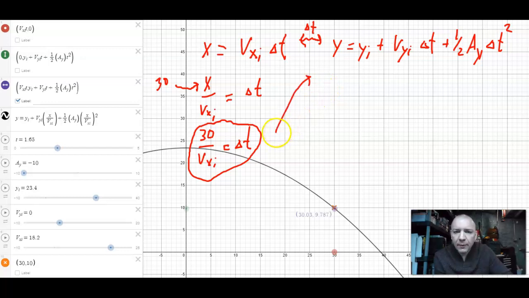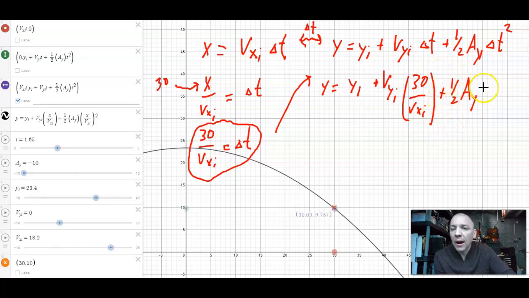So we can throw this up here, and we get y equals yi plus vyi. Now I'm going to put in for delta t, I got 30 over vxi. I'll put that in a parenthesis here just so we can see that that's what delta t is. Plus 1/2 ay. And again, in that parentheses, we get 30 over vxi squared. Okay, and now when we look at this equation here, clearly we want y to be 10.